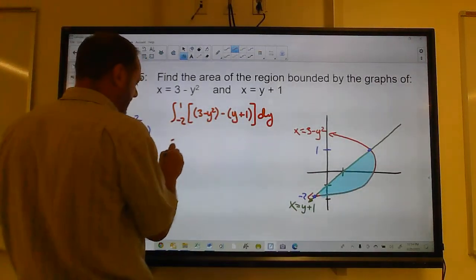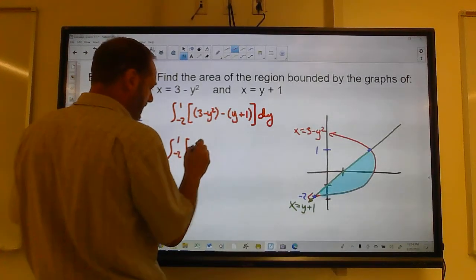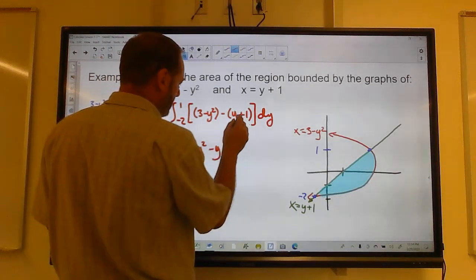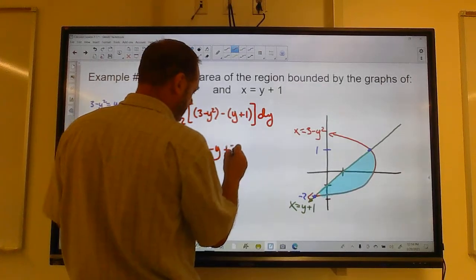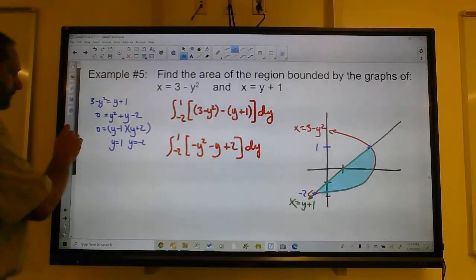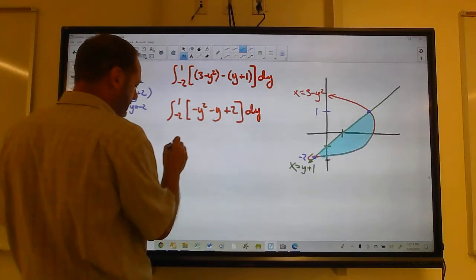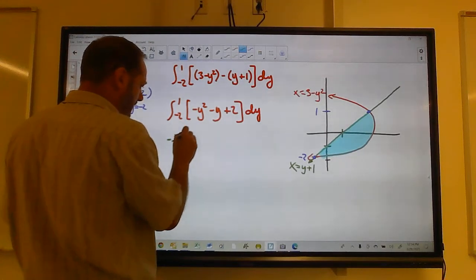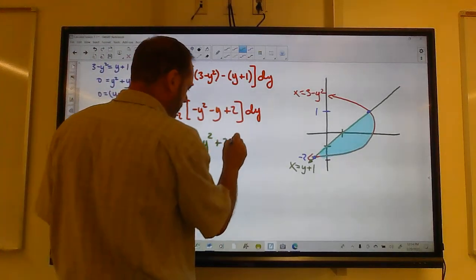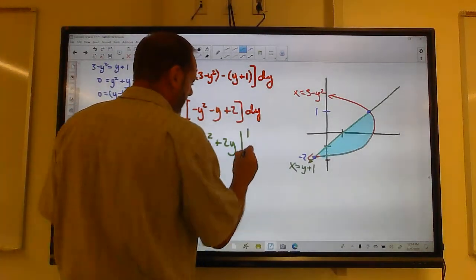Okay, so let's clean this up inside here. So this is going to be negative y squared minus y. That's going to be a -1 plus 3 is going to be plus 2 dy. And now we can integrate that. So this is going to be -1/3 y cubed minus 1/2 y squared plus 2y. These numbers should look familiar. And then we're going to evaluate from -2 to 1.